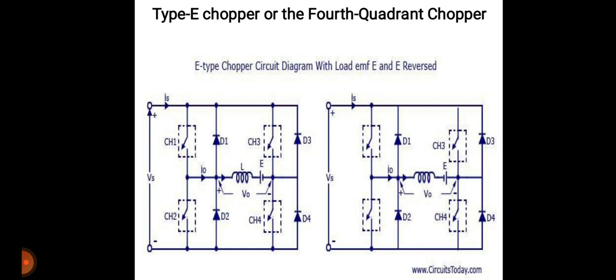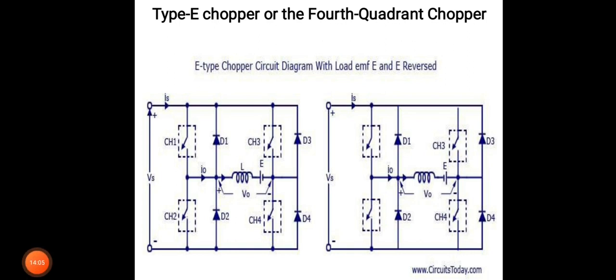Here both V0 and I0 are positive, which is first quadrant operation. When CH1 is turned off, positive current freewheels through CH4 and D2. In this manner, both V0 and I0 can be controlled in the first quadrant. Note that the type E chopper operates as a step down chopper in this quadrant.